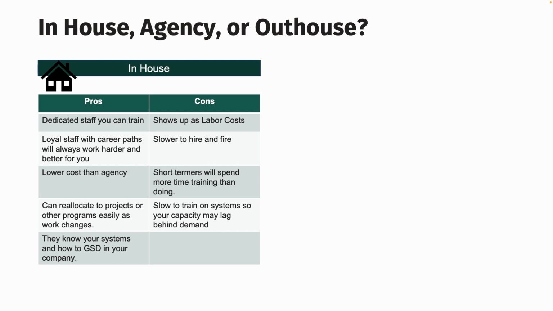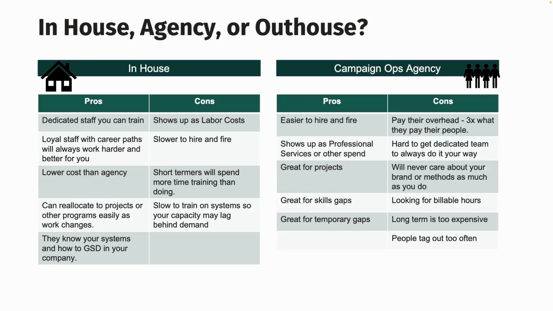Obviously, it shows up as labor costs. It's a little slower to hire and fire, but you build a team that really cares. Now, with an agency, it's easier to hire and fire the agency, and it's going to show up differently in your budget. It's also great for projects, skills gaps, temporary gaps, managing that capacity gap that we just saw. The challenge is you're going to have to try to make sure that you have a dedicated team. They may or may not always want to do it your way, and it is going to be more expensive than hiring in-house. That could be okay for certain situations. So just something to keep in mind.